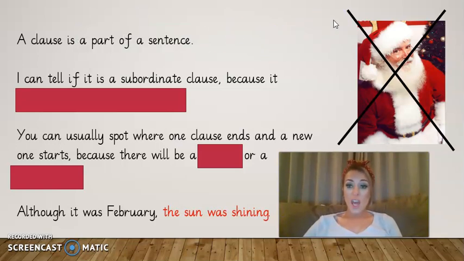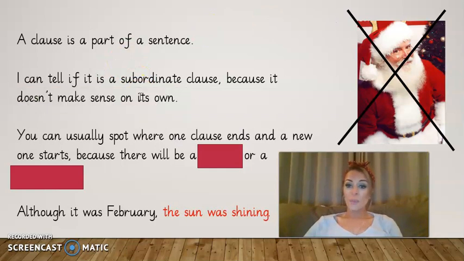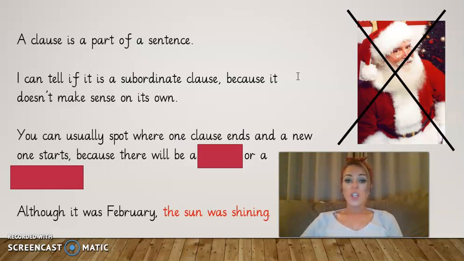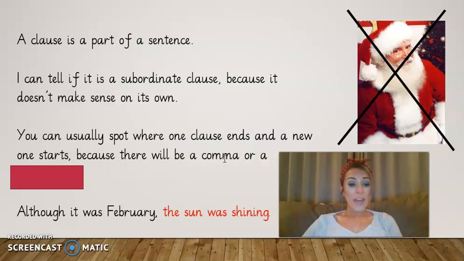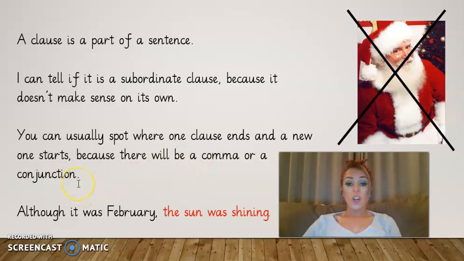Well done, well remembered. And I can tell if it is a subordinate clause because it doesn't make sense on its own. So subordinate clauses do not make sense on their own, and that is how you can tell, okay? You can usually spot where one clause ends and a new one starts because there will be a comma or a starts with a conjunction.